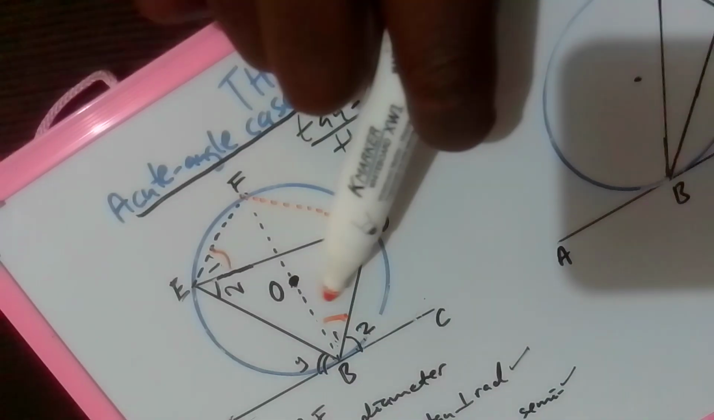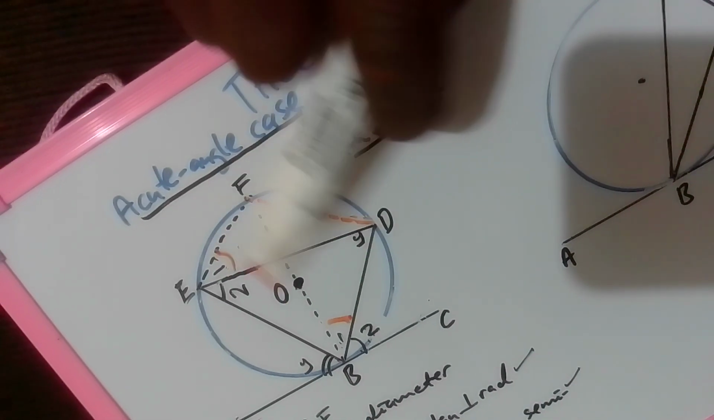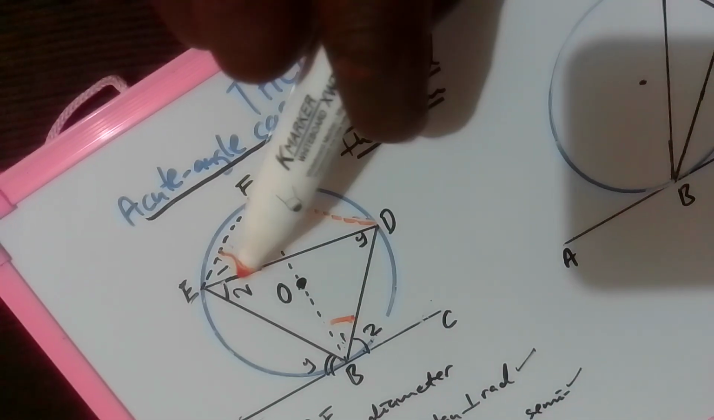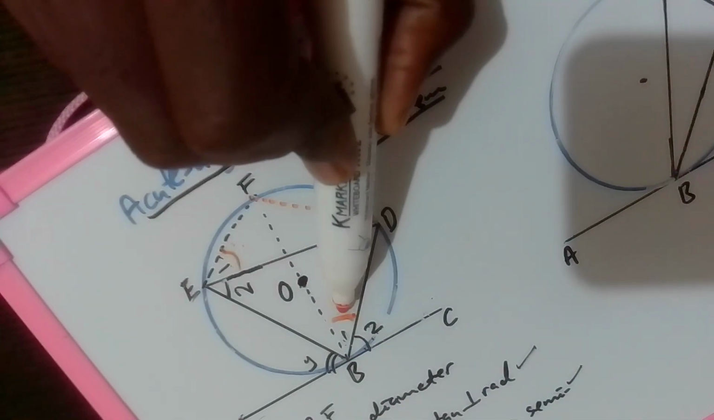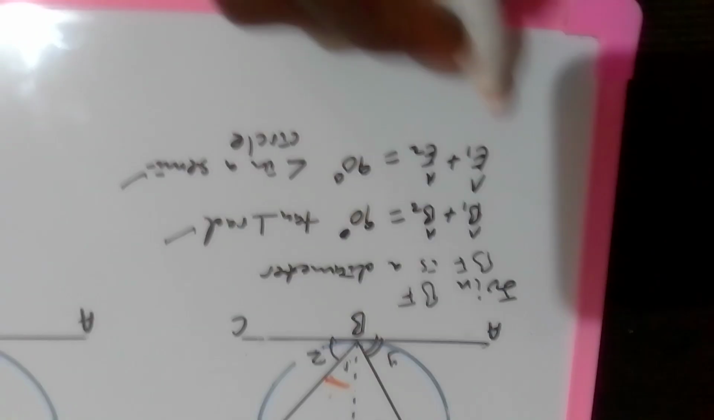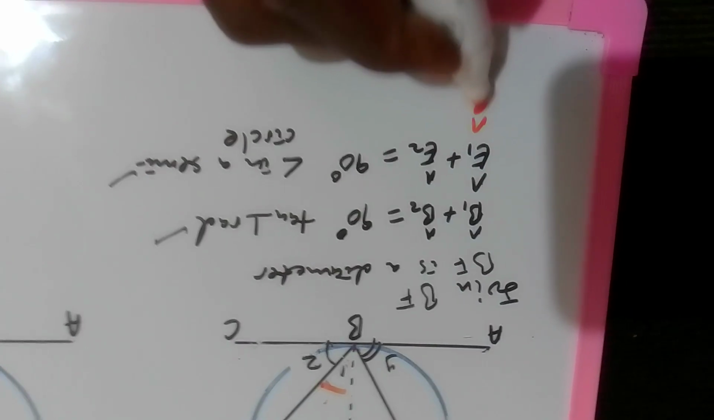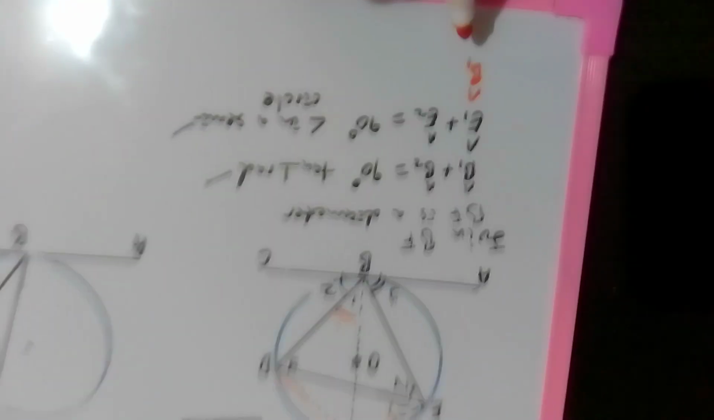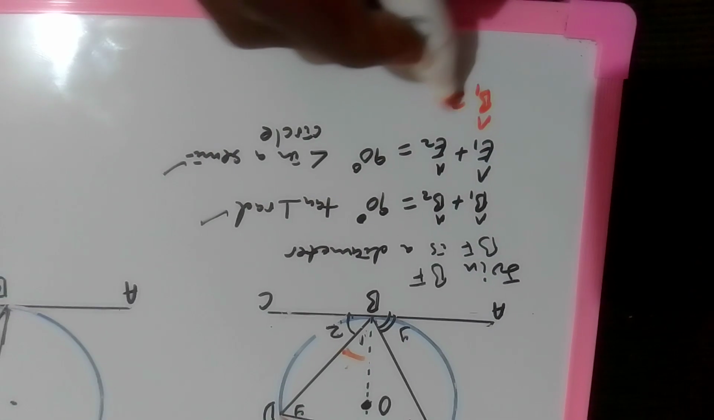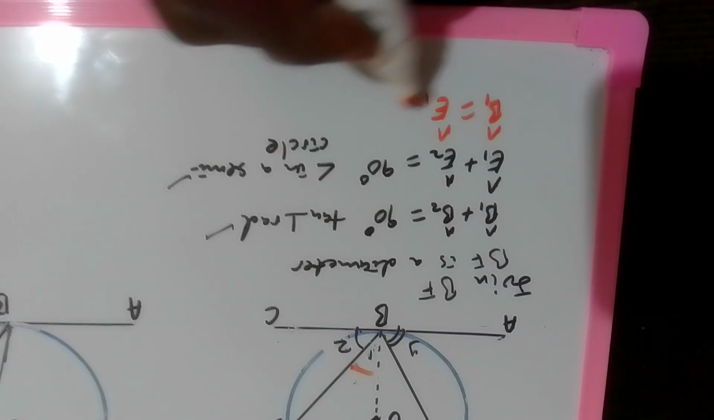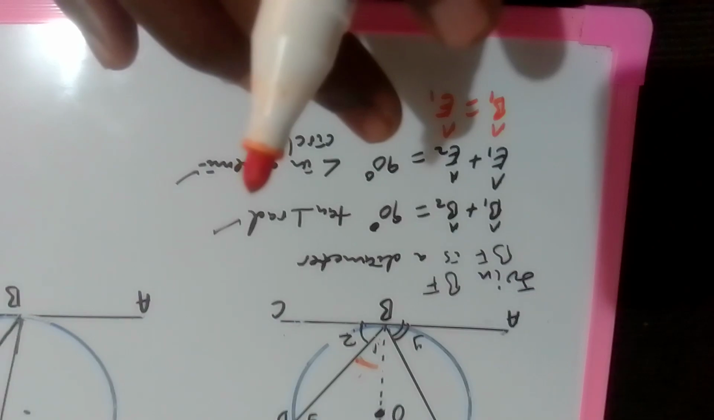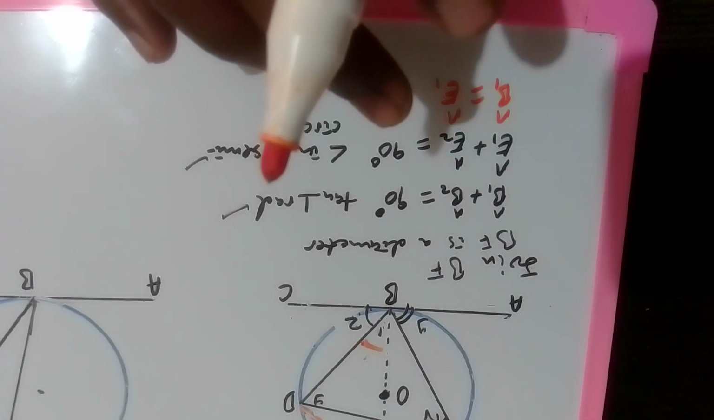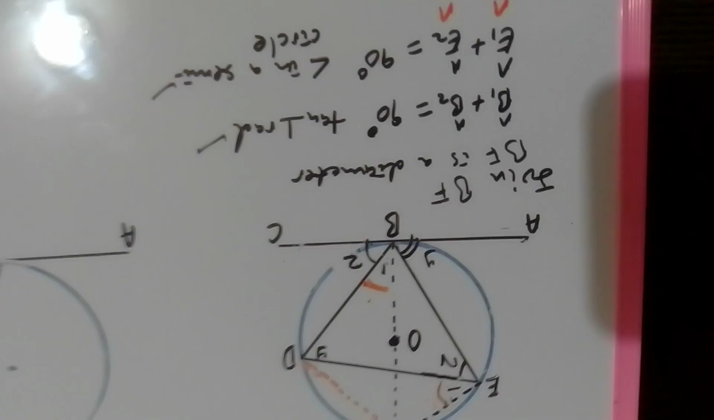So these are angles which we say are in the what? In the same segment, right? Meaning to say that angle E1 is equal to angle B1. So I come and I write that angle E1 is equal to angle B1. Right? So basically what's happening here? Do you see now what happens?